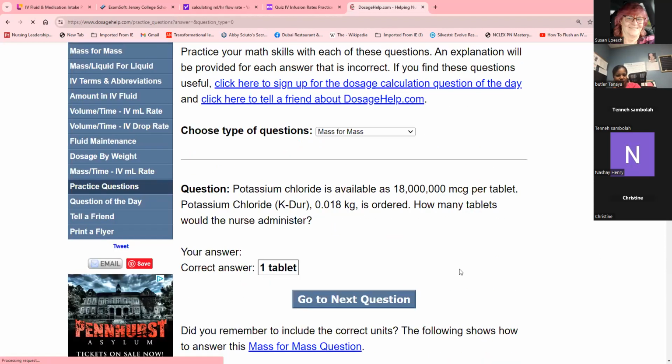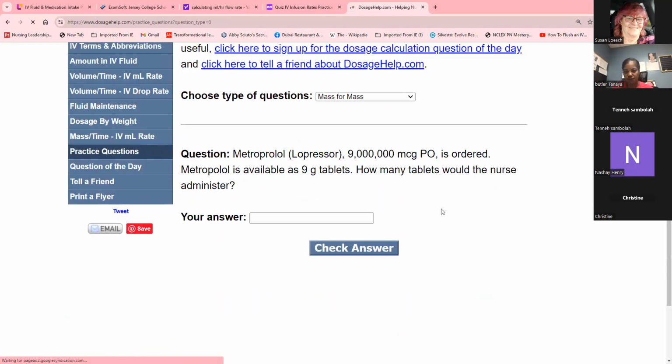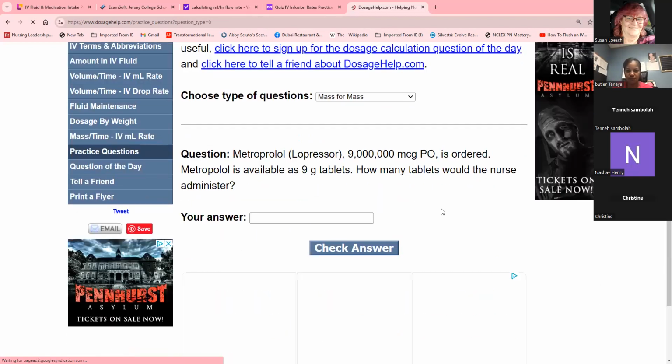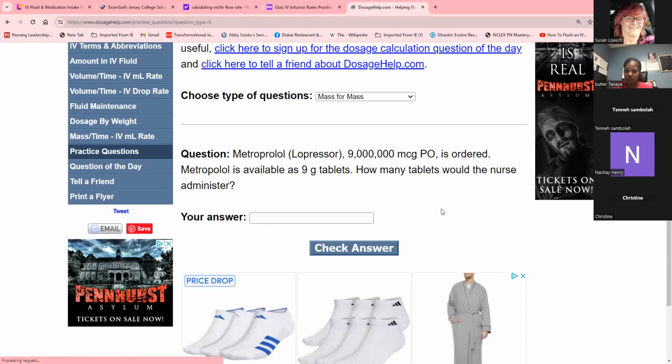Okay, let's start with the next question here. Now looking at this question, it's asking you how many tablets you would administer. Can you see it? Yes.